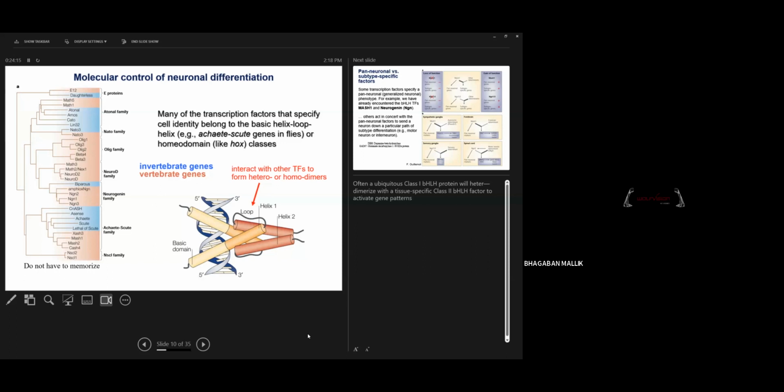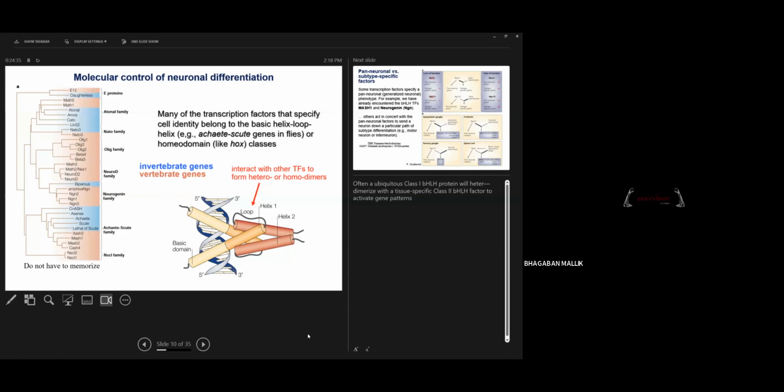Okay. So yeah, I know that this is a very complicated lecture because you have lots of content, lots of genes, but don't remember any genes. Only understand the concept: how different cell types form, and how different expression of different transcription factors forms different cell types.